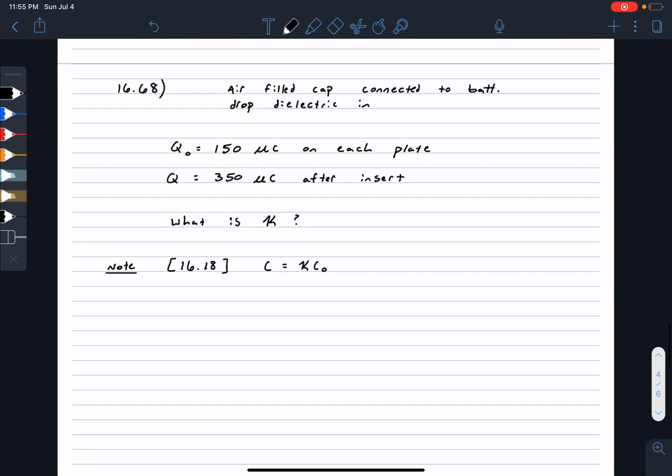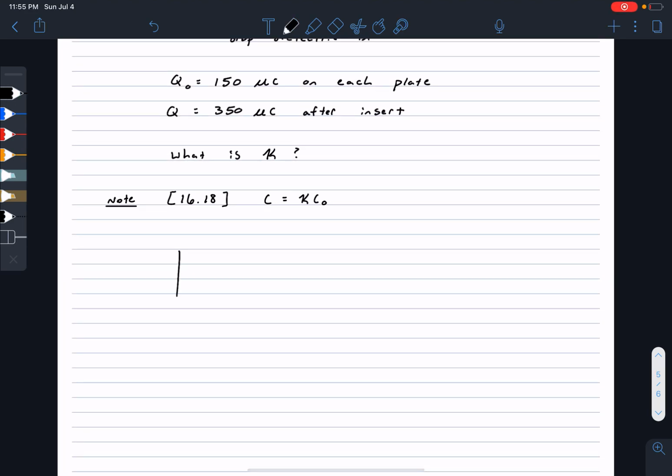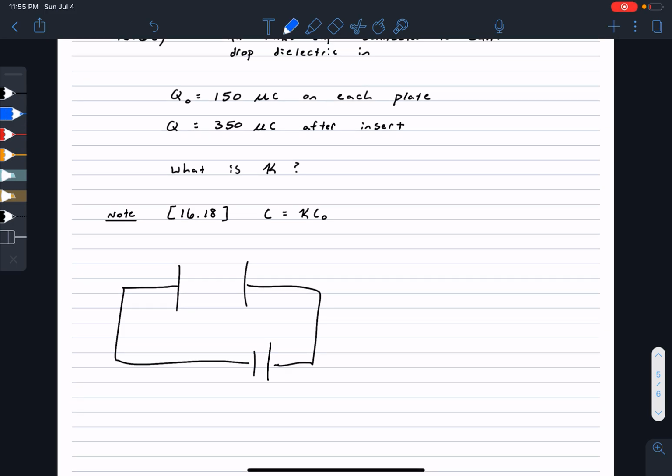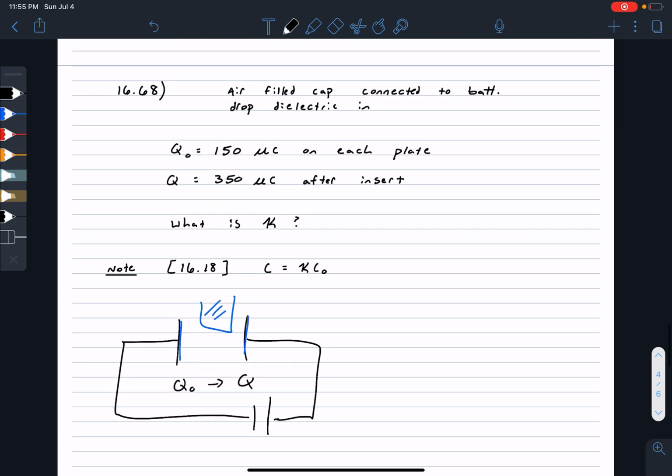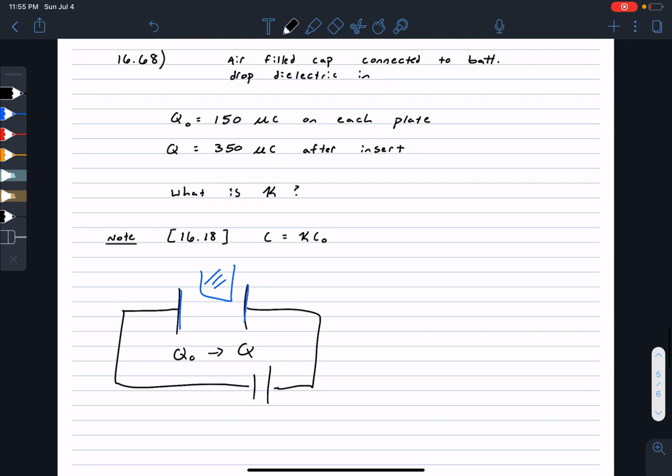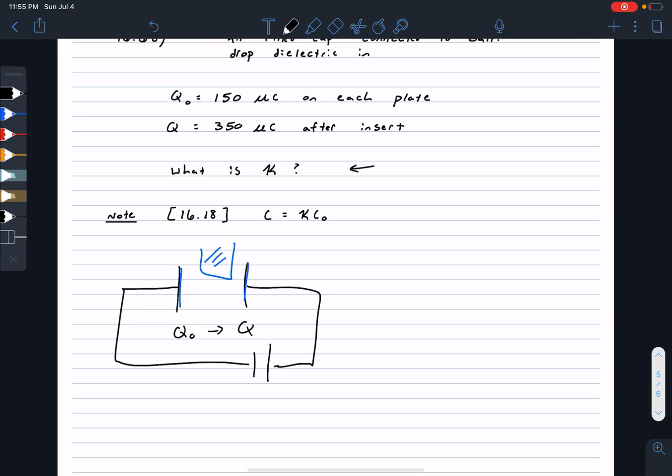So I didn't draw the diagram here, but I can do that quickly. So we have a battery, and these are parallel plate capacitors here, and then we're going to drop a dielectric in, and that changes the overall charge from Q naught to Q when we do that, okay? So we're asked to find the dielectric constant.